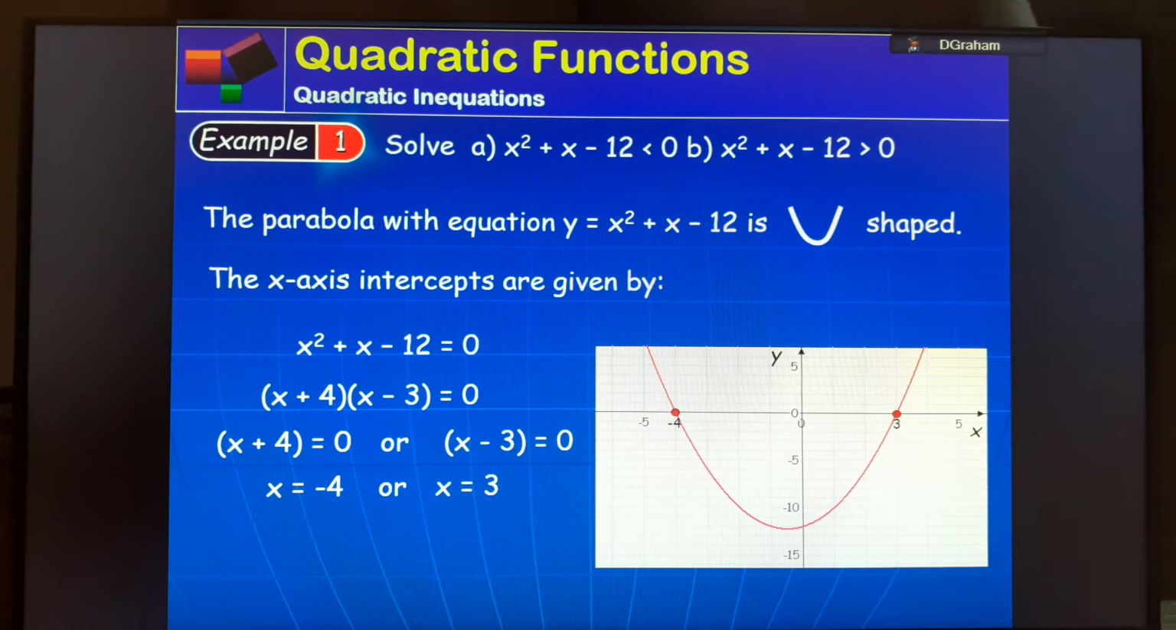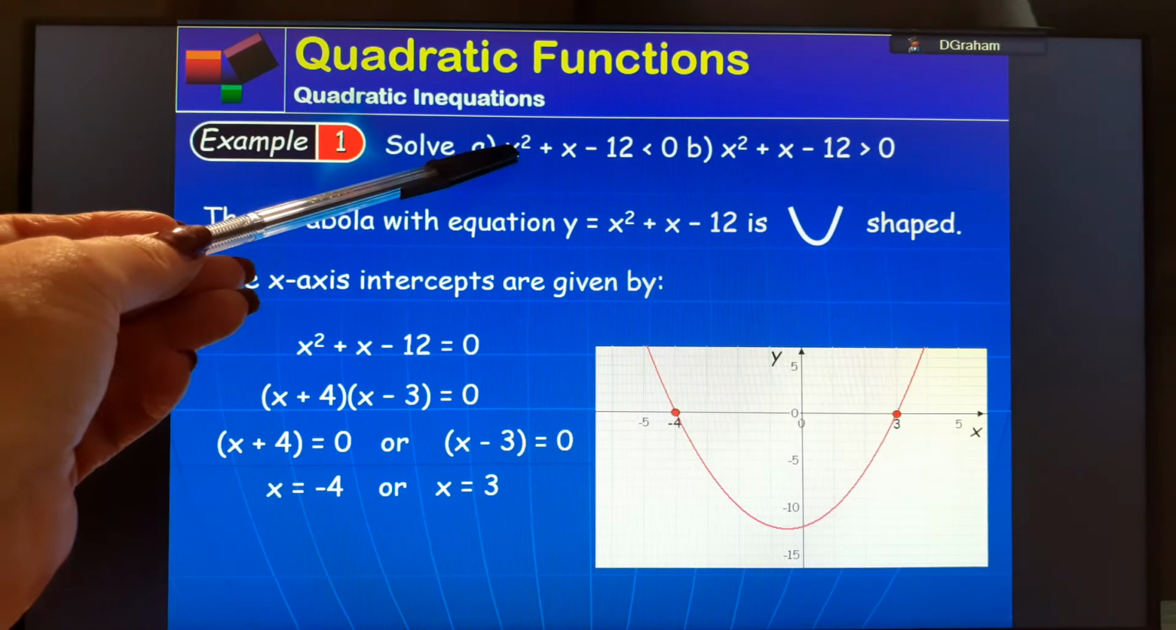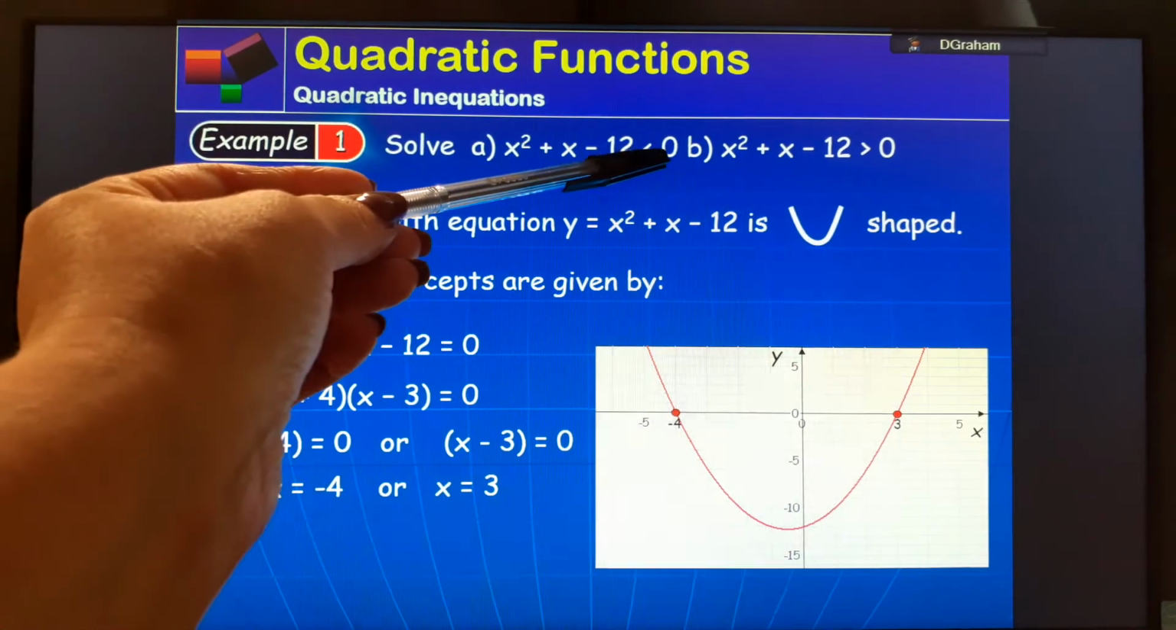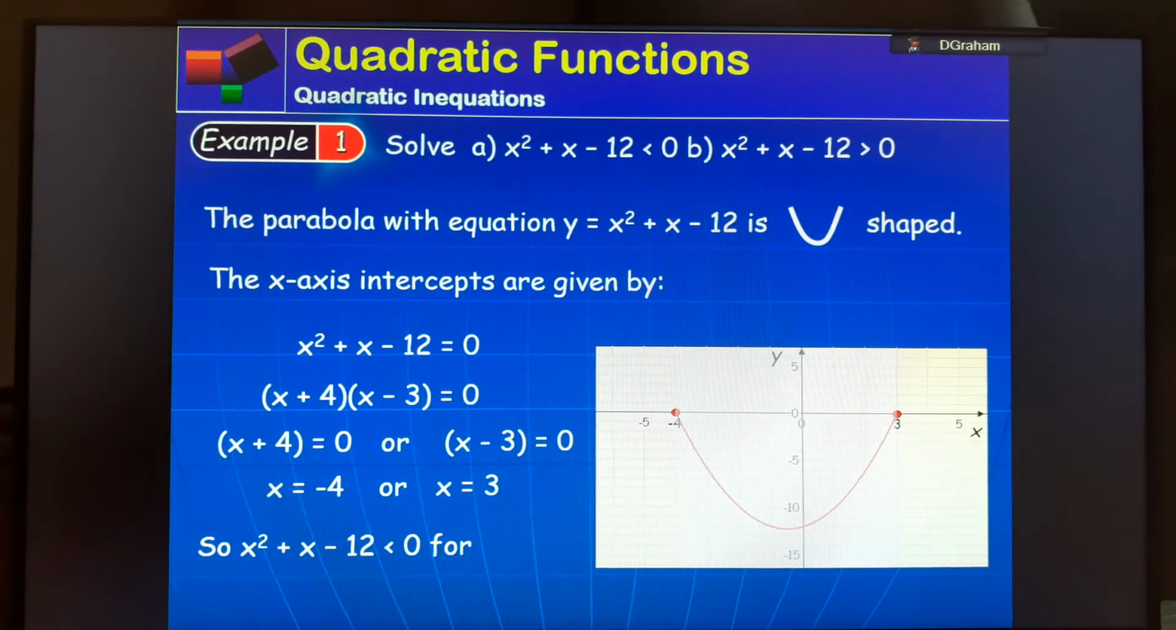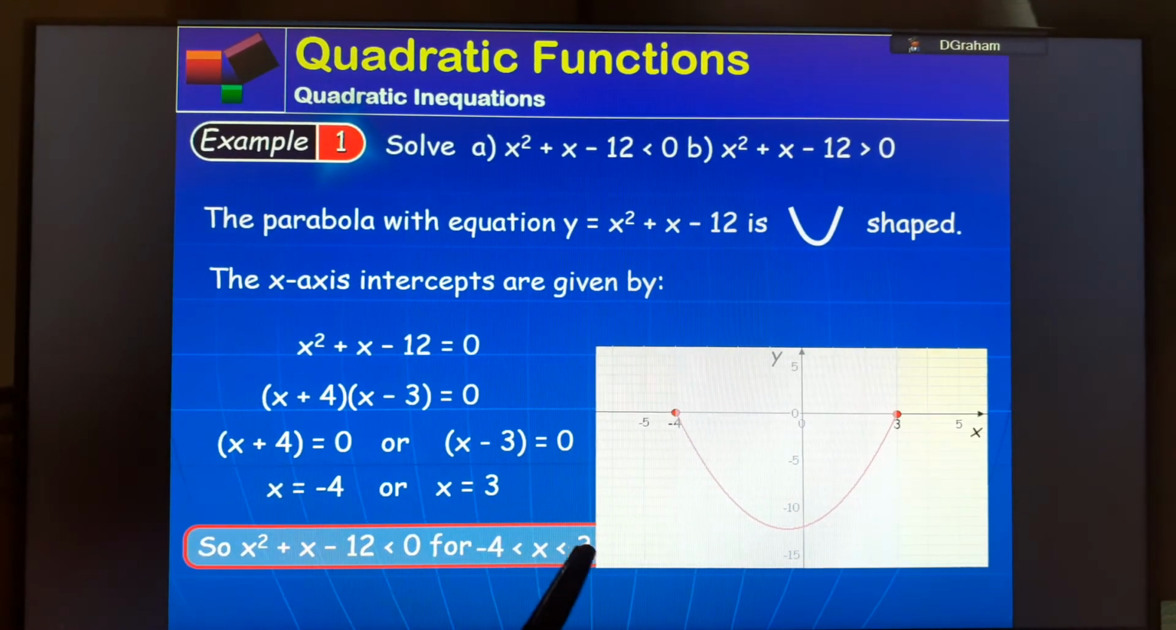Okay, so let's now look at solving A. We're going to solve A by inspection of this. For A, it's where is the graph less than 0? Where is the graph below the x-axis? So to see where it is below the x-axis, we're looking at that section of the graph there, between the -4 and the 3. So if x is between -4 and 3, you simply write x in the middle of -4 and 3 and make sure that the numbers are in numerical order. So x is between -4 and 3.